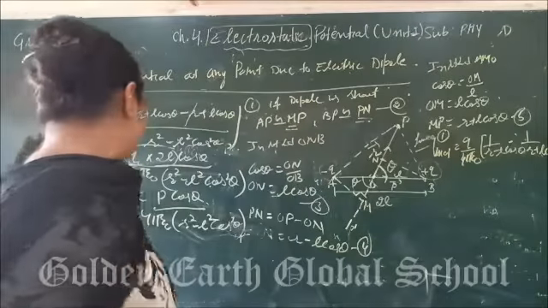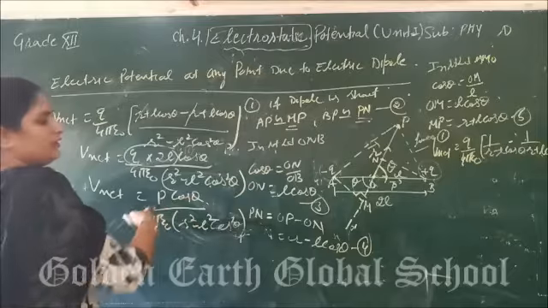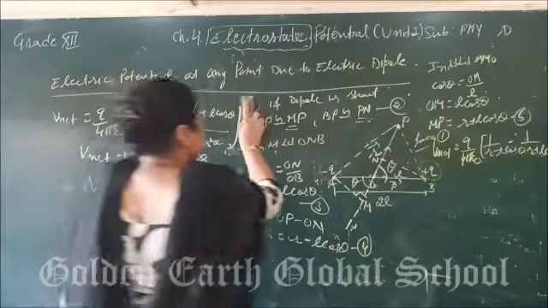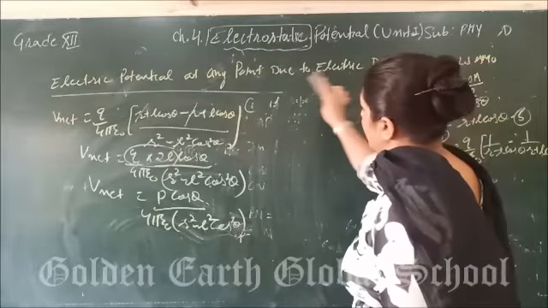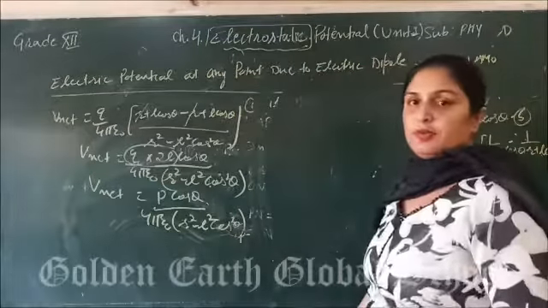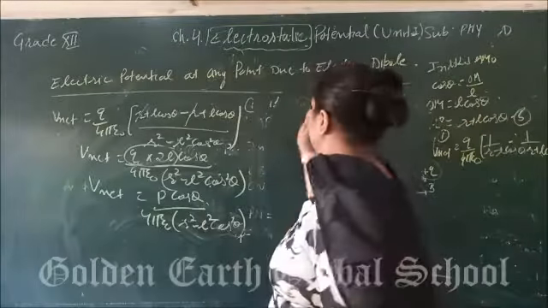Okay, so this is the potential at any point P due to the dipole having the dipole moment p. Now next we are going to apply special cases. We are going to calculate the electrostatic potential at the equatorial and axial line.